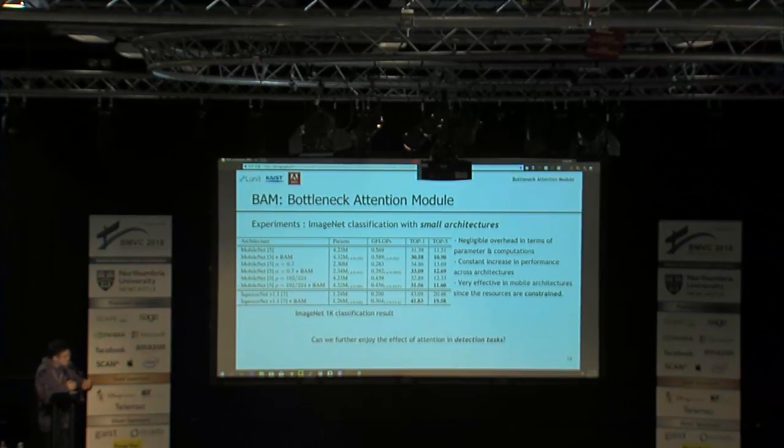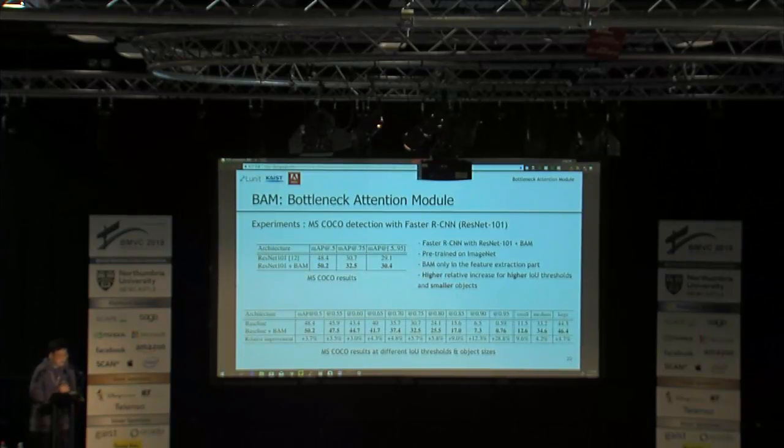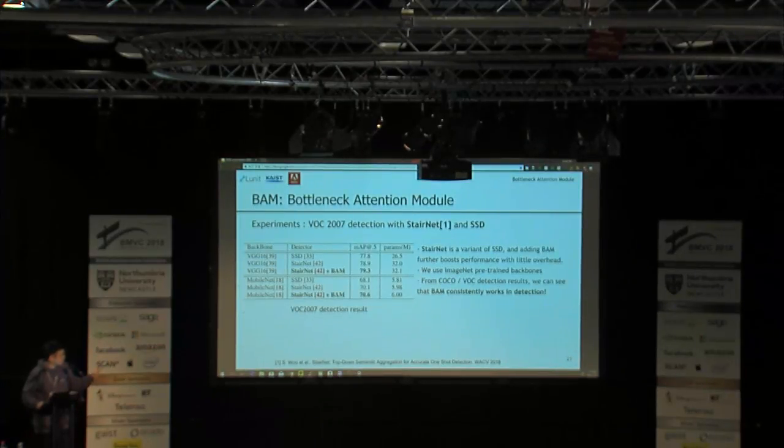But the question is, can we use this module in other tasks, such as detection? So we tried on MS COCO. We used BAM in the feature extractor part. You can see there is a clear improvement in the mAP. And we also tried on VOC 2007. We tried our module in the decoder part. And you see it's also improving the performance. StairNet is a variant of SSD, and we implemented BAM in the StairNet. So BAM is useful in classification and also useful in the detection task.